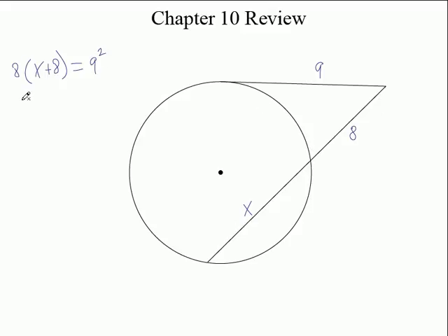Alright, now we just do some math on this. So it's just 8x plus 64 equals 81. And let's see, 8x equals, subtract 64 from both sides, and that's 17. Divide both sides by 8, and you get 17 over 8, and that's x. You don't have to change that to a decimal, just keep it like that. I'd be perfectly fine with that.